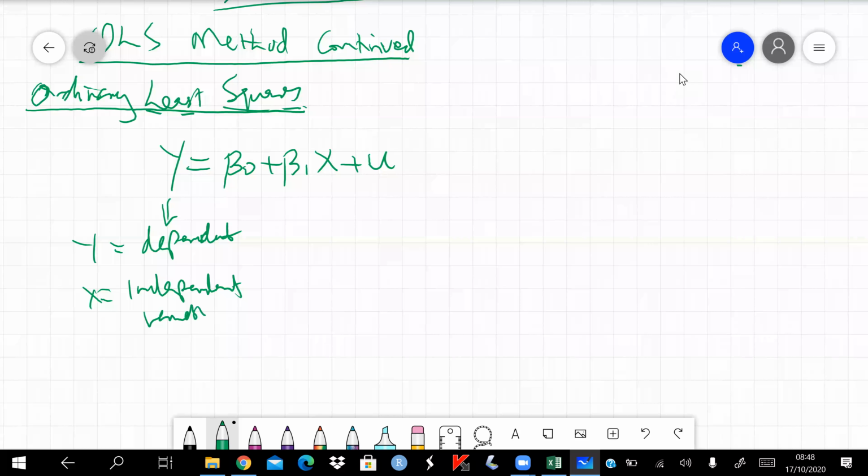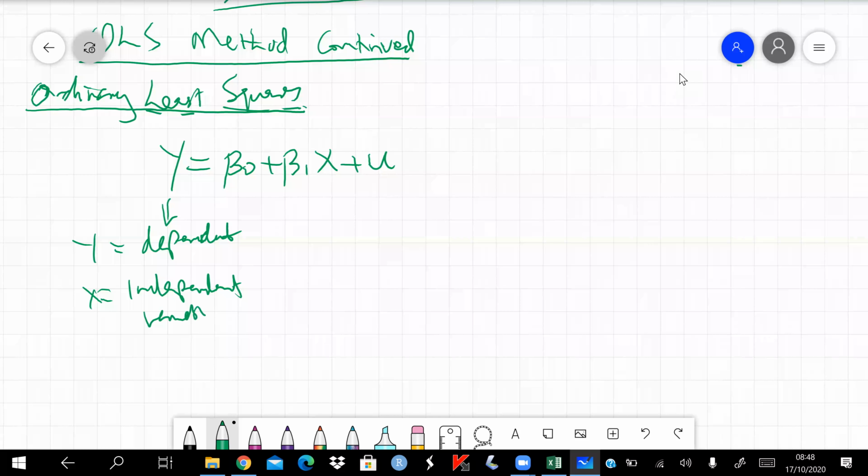Then beta naught and beta 1 are the regression coefficients, or parameters. The regression coefficients are always unknown. Because they are unknown, our main task will be to estimate them. So we estimate them using the data that is available.